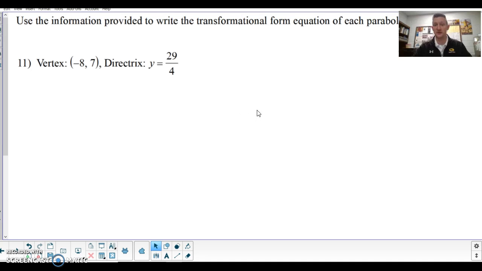I'm going to go through an example of how to write the equation of a parabola in transformational form given some different pieces of information. So this is number 11 on that tan worksheet we got in class. We're told that we have a vertex at -8, 7 and a directrix of y equals 29/4.